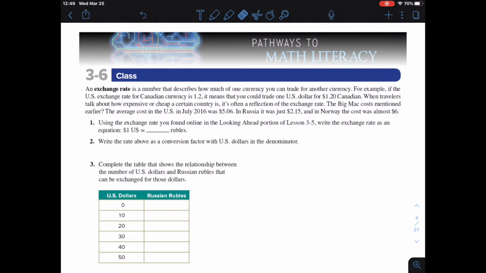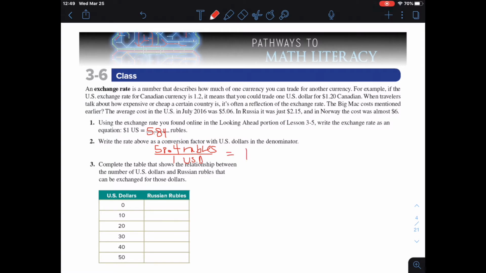So if we have $1 US in 2016, I believe this was the exchange rate, $1 US got you 58.4 rubles. So every single dollar you exchanged got you this much in rubles. As a conversion factor, we have 58.4 rubles is exactly the same as $1 US. So these are exactly the same. This just equals 1. Okay.